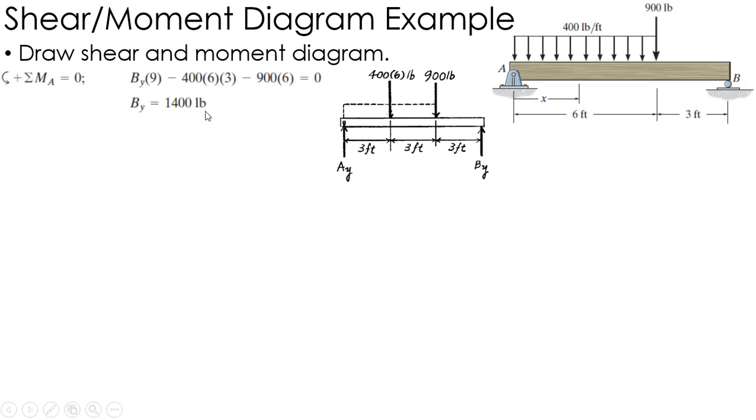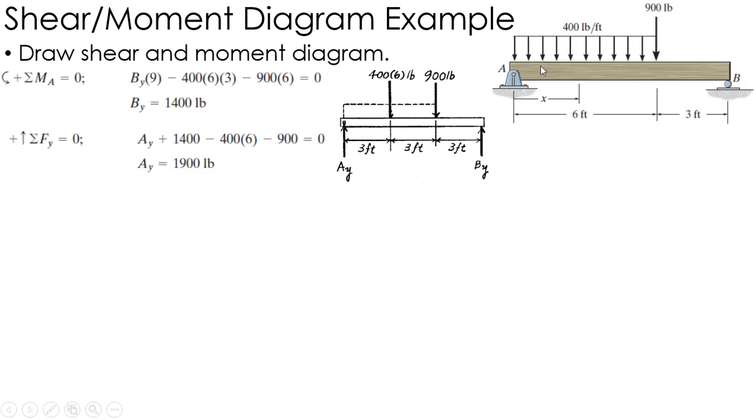So if I sum the moments, set them equal to 0, about A, I get 9 times B, and then I get 6 times the 900 and 3 times the 400 times 6. Solve for BY, I get 1,400 pounds. Okay, summing the forces in the y direction, I get that 1,400 pounds, and then I have the 900 and the 2,400 here, giving me AY of 1,900 pounds. So again, just use statics to find the reaction forces.